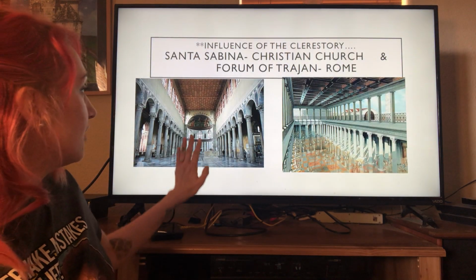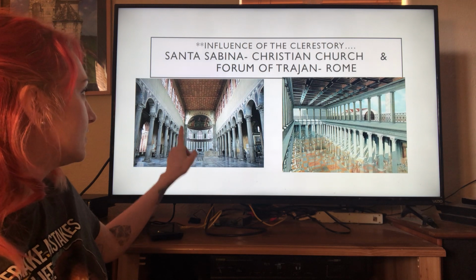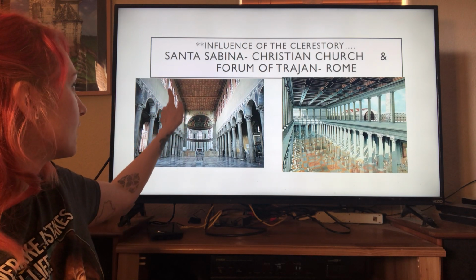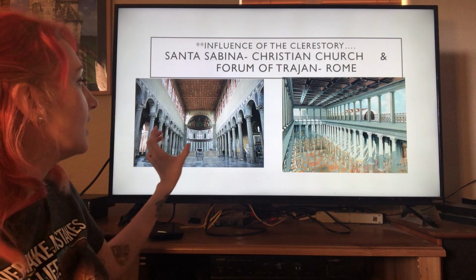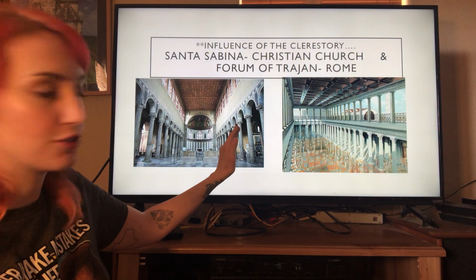So we see that with Santa Sabina, one of our first Christian churches from the Byzantine era. So here goes my clerestory up here, so the light would shine down, illuminate the nave right here while keeping my aisles dimly lit to control light.